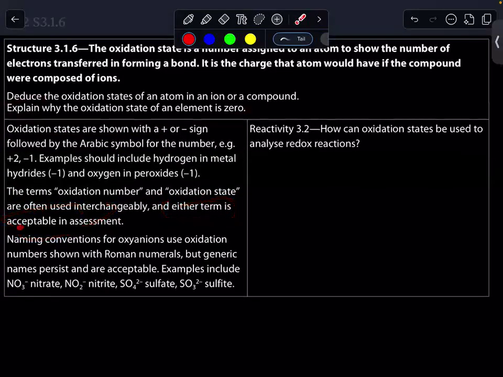Lastly, we're going to talk about naming conventions for oxyanions, using oxidation numbers with Roman numerals. We've kind of done this already way in the beginning when we were talking about ionic compound nomenclature, so we're not going to review this section. But further inclusions of polyatomic ions that we will continue to name as normal are nitrate, nitrite, sulfate, and sulfite. You still need to know those polyatomics, because regardless of oxidation state, we're going to use their proper names.